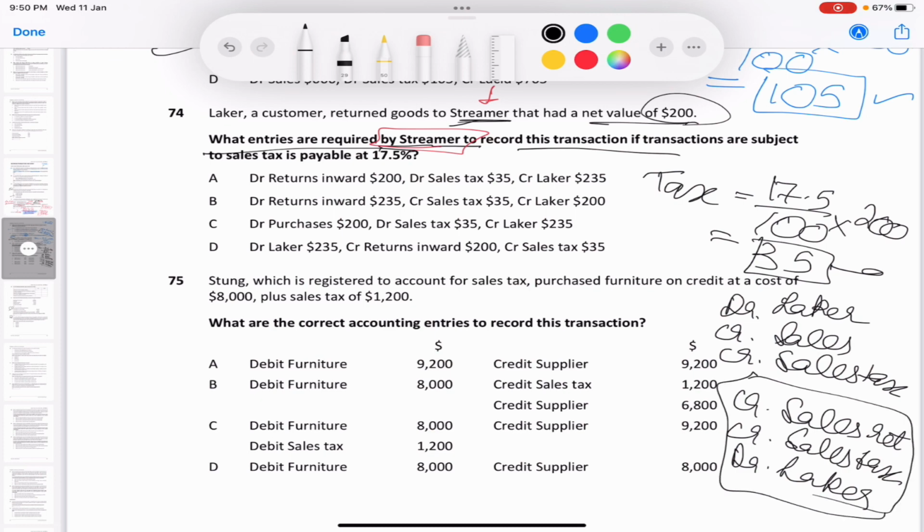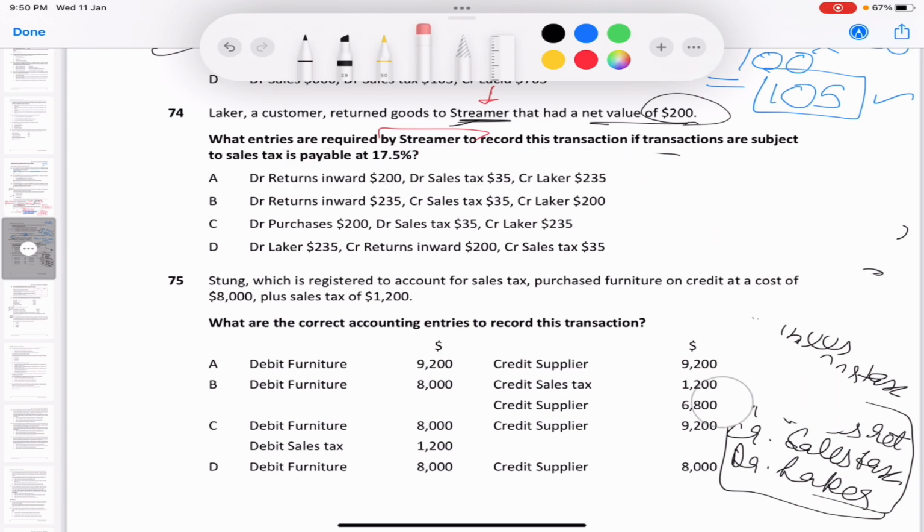So what is sales return? Sales return is also return inwards because we are getting the returns back. And we know that the tax is 35, we calculated. So 74, my answer is A. Debit return inwards, debit sales tax, credit Laker. This is what we have discussed. Fine.